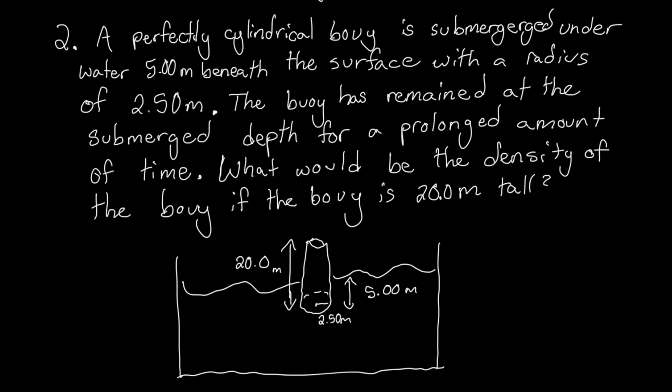In my second question, which is the calculation question, a perfectly cylindrical buoy is submerged underwater 5 meters beneath the surface with a radius of 2.5 meters. The buoy has remained at the submerged depth for a prolonged amount of time. What would be the density of the buoy if the buoy is 20 meters tall? Below is an image, and this is based off of the floating block problem demonstrated in the videos.